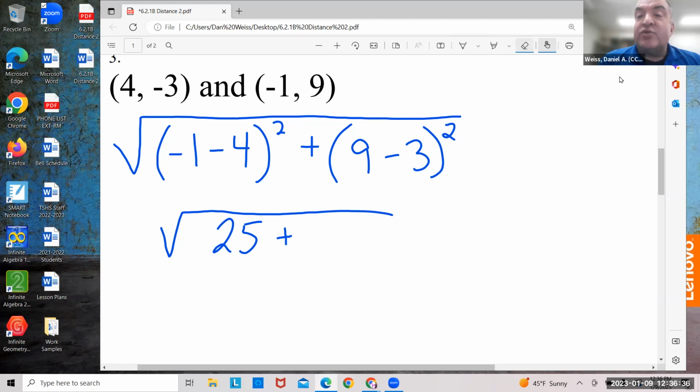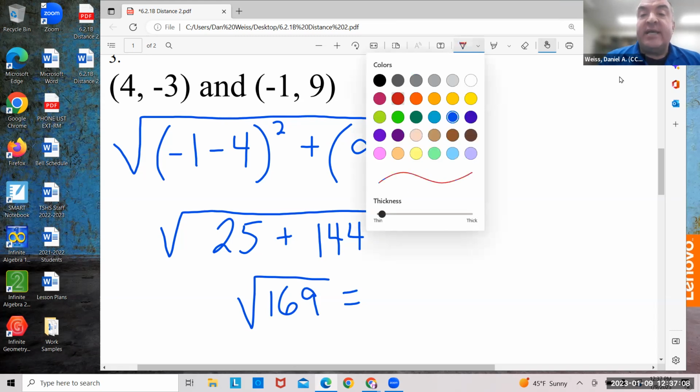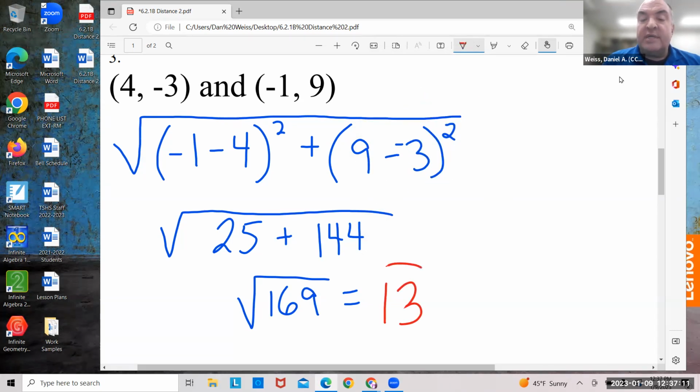It's not 9 minus 3, right? It's 9 minus -3. Oops. Okay. 9 minus -3 is 12, right? Because that's 9 plus 3. And 12 times 12 is 144. Okay. 25 plus 144 is 169. What's the square root of 169? 13. Okay. Sorry about that mistake.